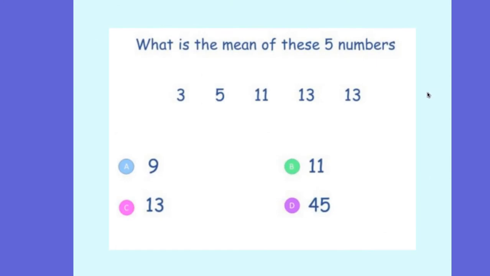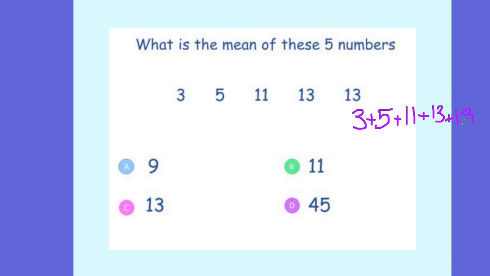What is the mean of these 5 numbers? Feel free to pause the video if you need a little bit more time to think. Okay, so the mean is where we add up all our numbers and then divide by the number of numbers. So I need to do 3 plus 5, which gives me 8. 8 plus 11 gives me 19. 19 plus 13 gives me 32.